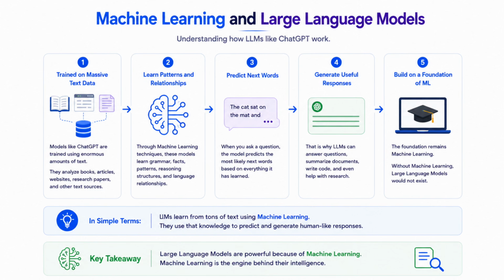When you ask a question, the model predicts the most likely next words based on everything it has learned. That is why LLMs can answer questions, summarize documents, write code, and even help with research. The foundation remains machine learning. Without machine learning, large language models would not exist.